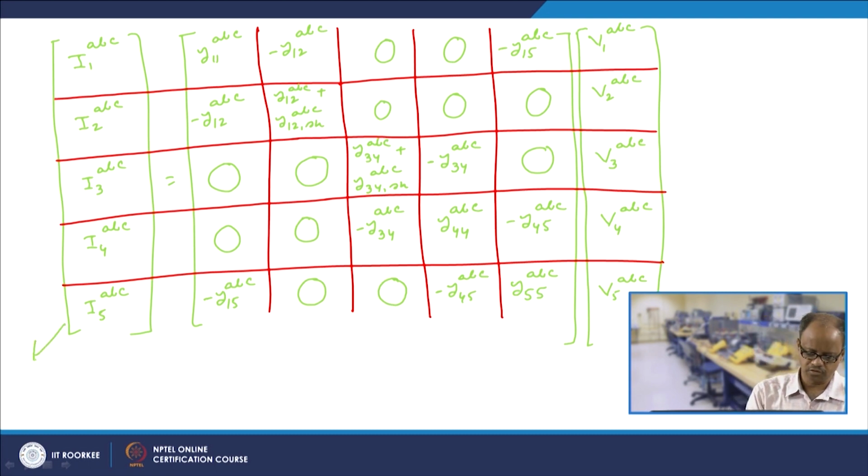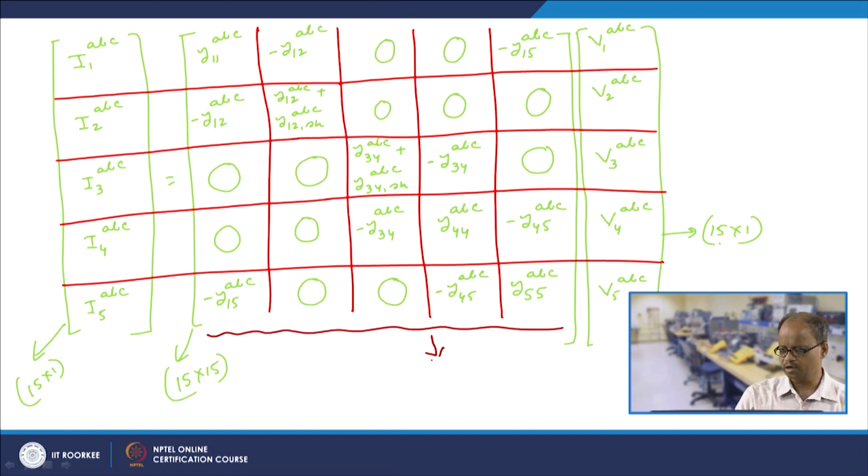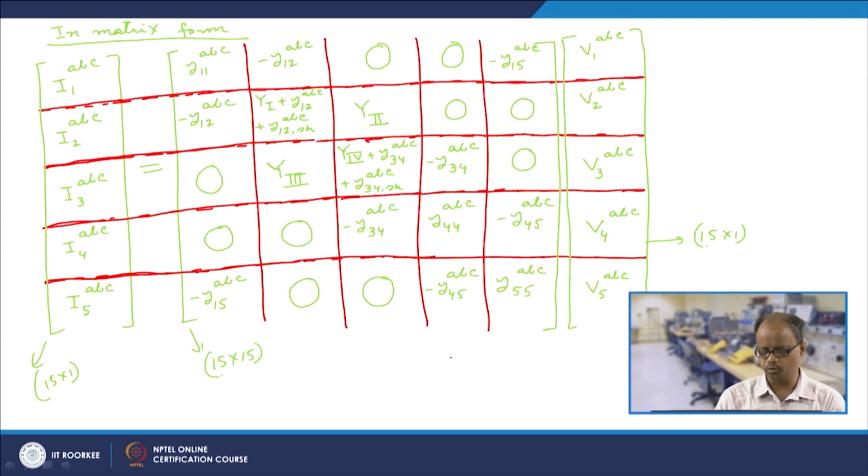Again, this is a 15 cross 1, this is a 15 cross 15, and this is a 15 cross 1. So this is the Y-bus matrix. We can say that this is the Y-bus, let us say reduced, in the sense that the transformer has been eliminated from the circuit, and this is the actual Y-bus.